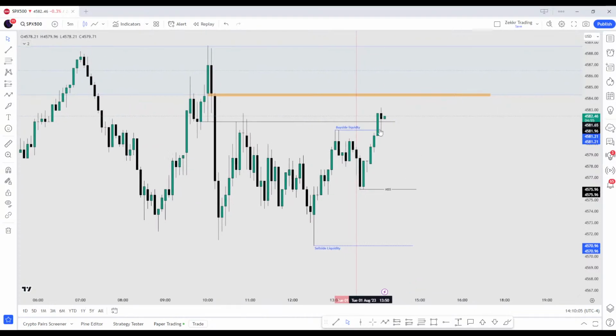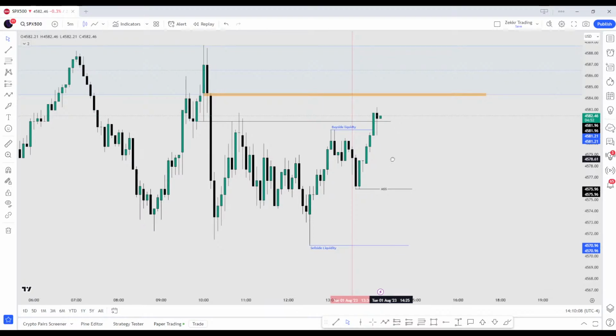I mostly focus on fair value gaps, right? Fair value gaps are the main thing, and liquidity or joint liquidity. I use order blocks as support and resistance, where I think price will turn over, and for confirmation. But I only focus on fair value gaps the most, because I think it's very strong, right? You can have a fair value gap as your entry point. You can have a fair value gap as joint liquidity. It can act as support and resistance.